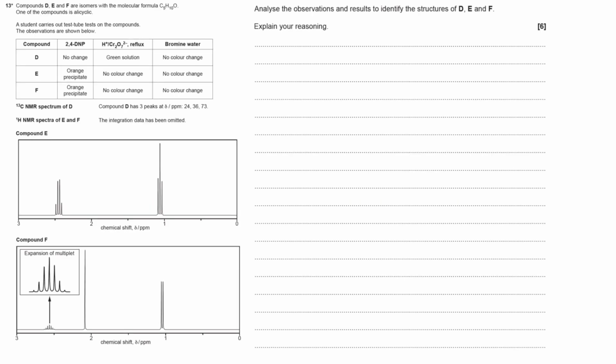Having a look at the question, there's quite a lot of information. We have some functional group testing information. We have a carbon-13 NMR spectrum for one of the compounds. We have some hydrogen NMR data, and we also have some information at the top about the molecular formula, and one of the compounds is alicyclic.